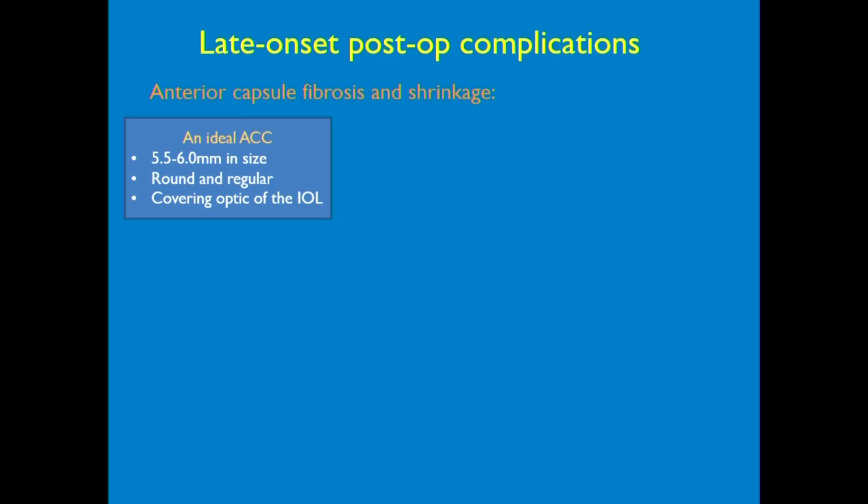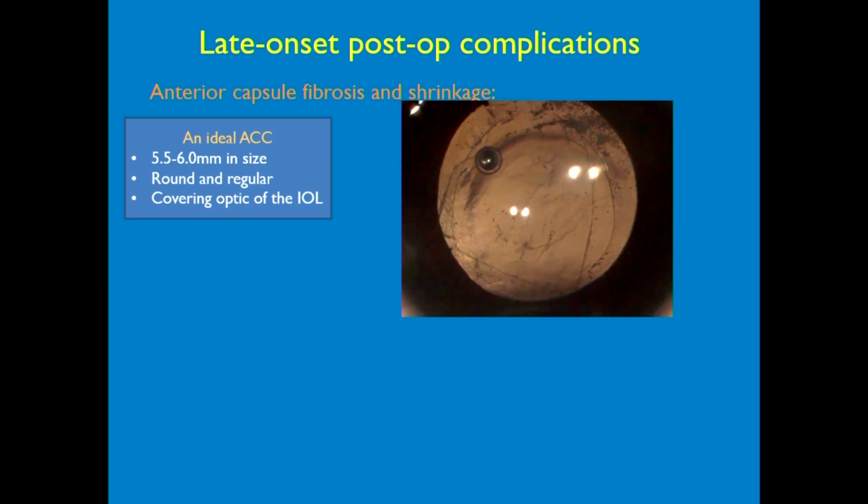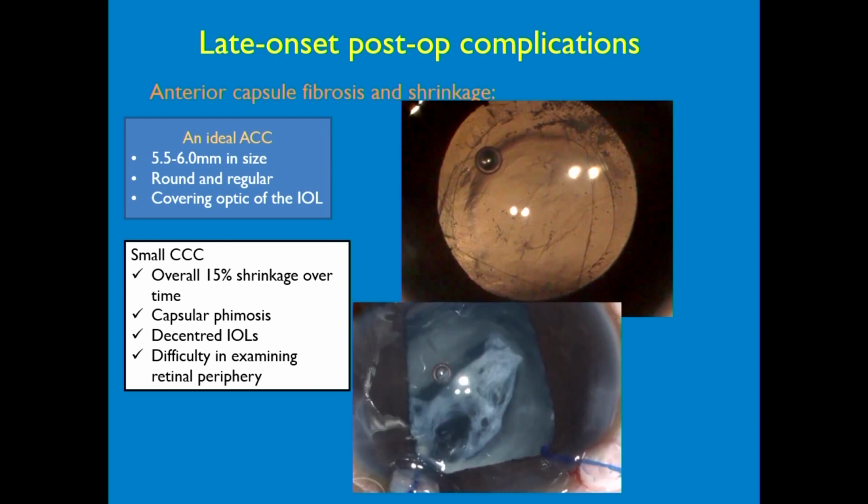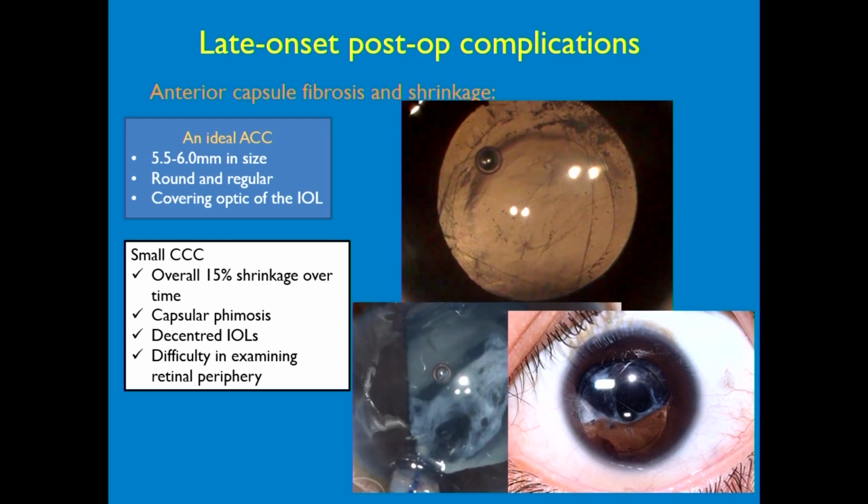In most of pediatrics, the complications that happen are avoidable if ideal steps are taken during surgery. So you make a nice big anterior capsulotomy, which is 5.5 to 6 mm in size, round and regular, and covering the optic of the IOL. If you make a small capsulotomy, there is generally some shrinkage over time, about 15%, which can lead to capsular phimosis. It can lead to decentered IOLs and make retinal peripheral examination very difficult in the late postoperative period.